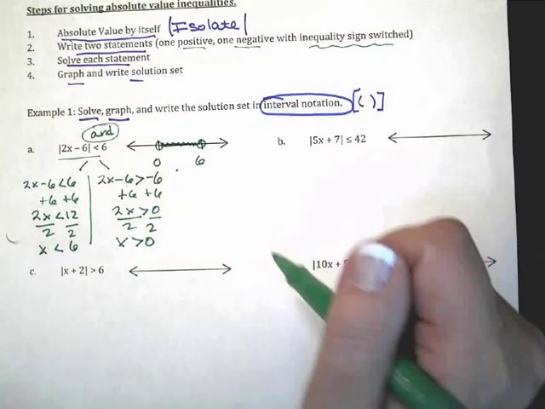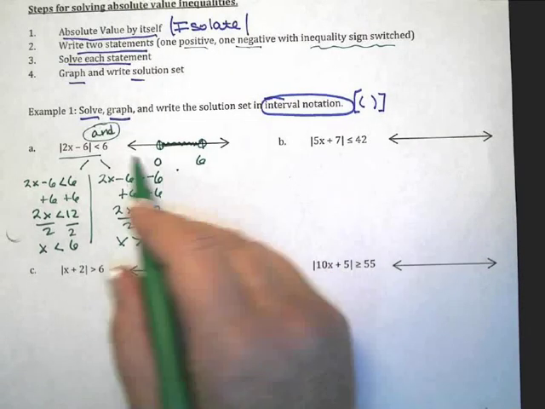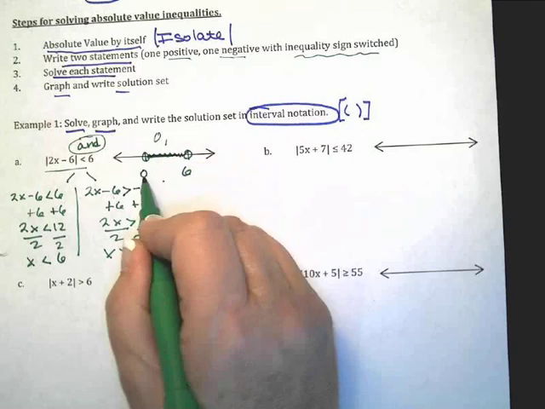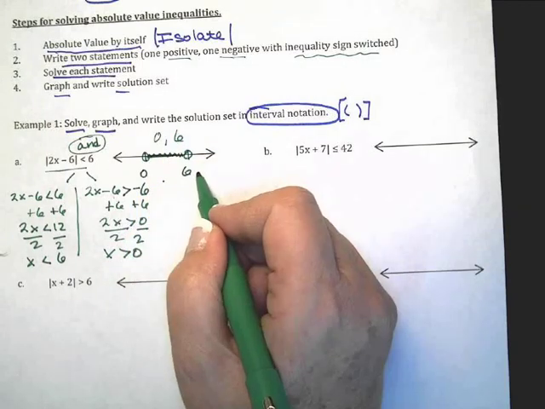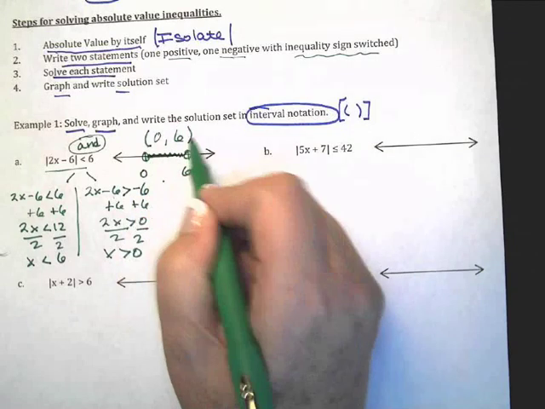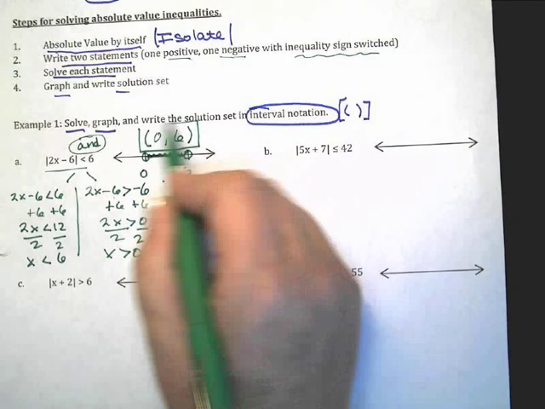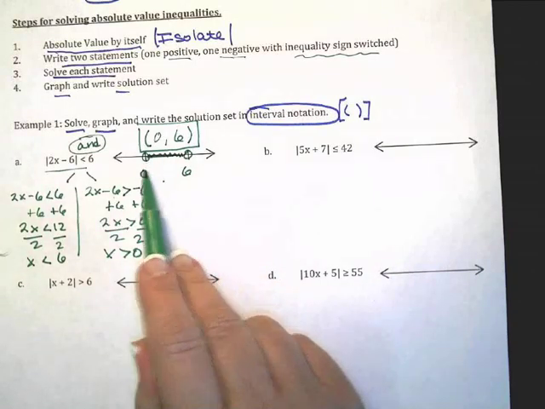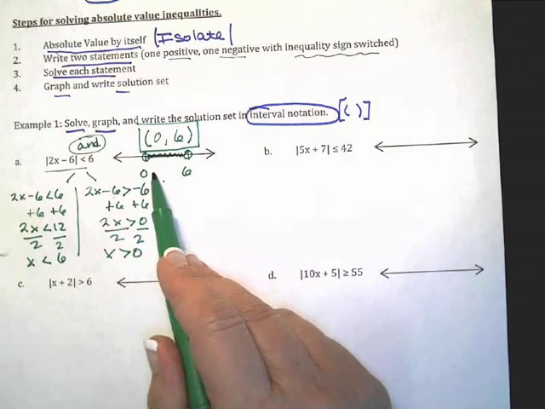And remember, we write this interval with our ands. We start with the left side endpoint, which is 0, and then our right endpoint, which is 6. Since both of the circles are open, we're going to use parentheses around the 0 and the 6. So this says everything in between 0 and 6, not including 0 and 6.